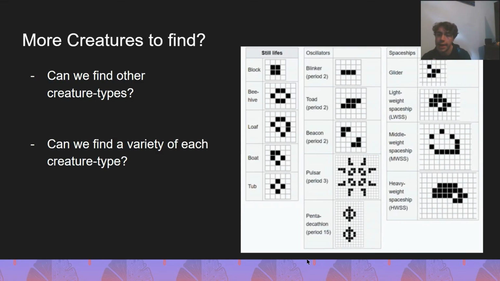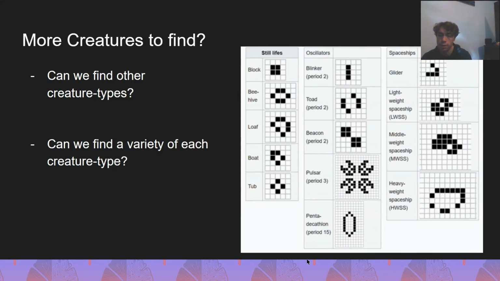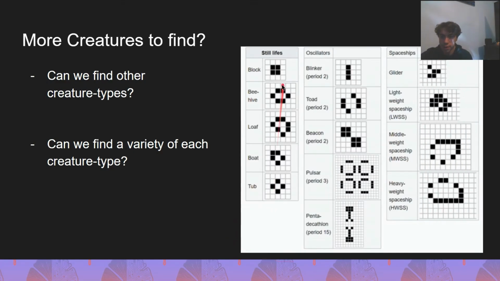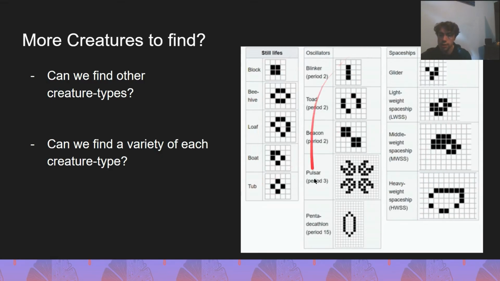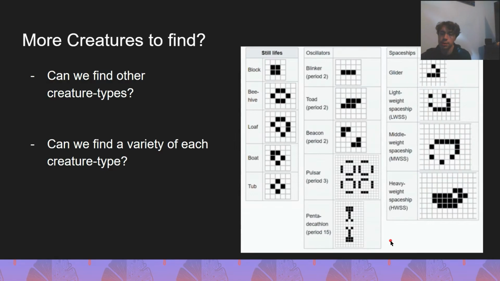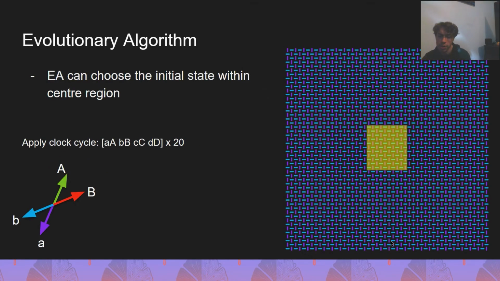But ideally for ALife in-materio, it would be nice if we could find a diverse set of different life creatures. So we're going to look for still life, which means things like this that just stay the same. Oscillators, which have some kind of periodic behavior. And then these spaceships or gliders, which maintain their shape and move through the space. And we're going to use something called the evolutionary algorithm to try and find new creatures. And what this means is we will give some parameters to our algorithm to tune and give it some objective function to try and maximize.